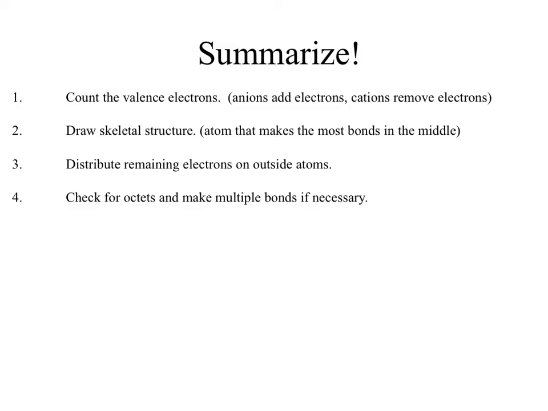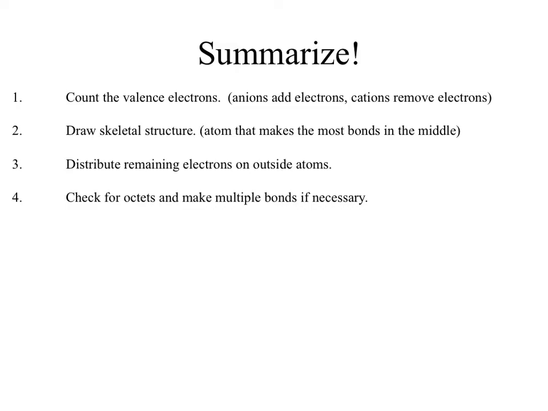So in summary, you want to go through each of these steps when you try to draw a Lewis structure. First, the very first step is to count all the valence electrons. Make sure you're adding electrons for anions and removing electrons for cations. Draw the skeletal structure. Remember that just includes single bonds.